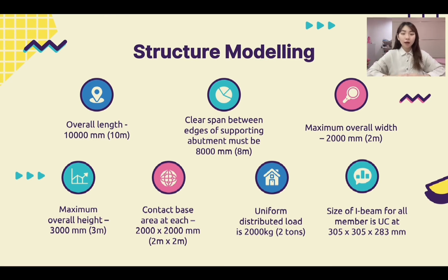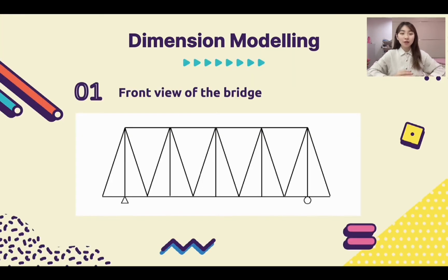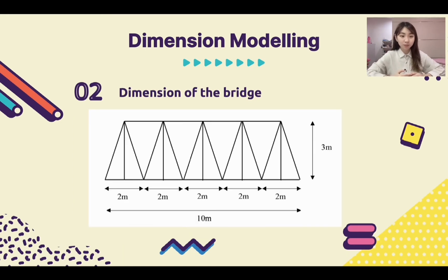The material applied to the bridge is steel, which increases the stability of the member. The size of the I-beam for all bridge members is universal columns, with dimensions of 305 times 305 times 283 millimeters. This is the figure of our dimension modeling, showing the front view of our bridge and its dimensions. And that's all from my part.